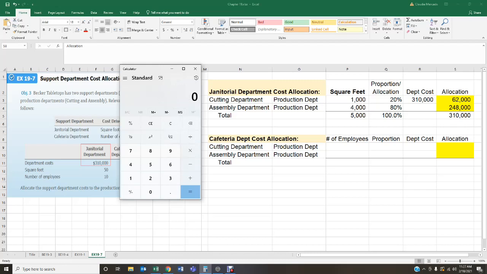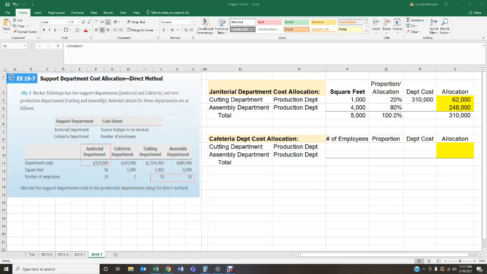How do we get our allocation percentage? We got that by getting our square feet for that department, which is 1,000 square feet, and we divide by our total square feet, which is 5,000. I'm going to multiply by 100, and that gives me 20%. For the assembly department, I'm going to get my 4,000 divided by 5,000, which is my total. That gives me 0.8. I'm going to multiply by 100, and that gives me 80%.